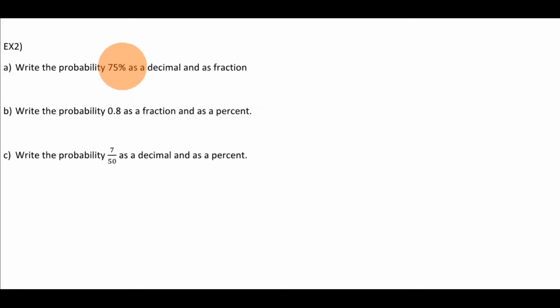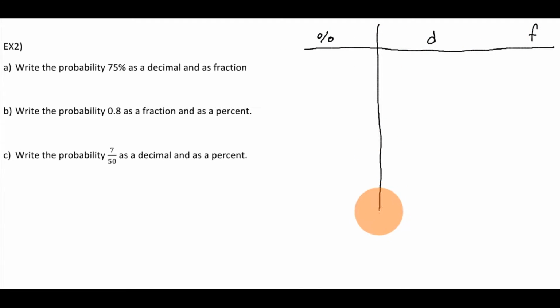So let's start with percent. I'm just going to write that symbol here for percents. I'm going to create a little bit of a table here. So I have percents. I'm going to put a little d for decimal and an f for fraction. And now I'm just going to create that table and bring it on down because I'm going to actually try to work through all three problems here. So let's start with this first one.